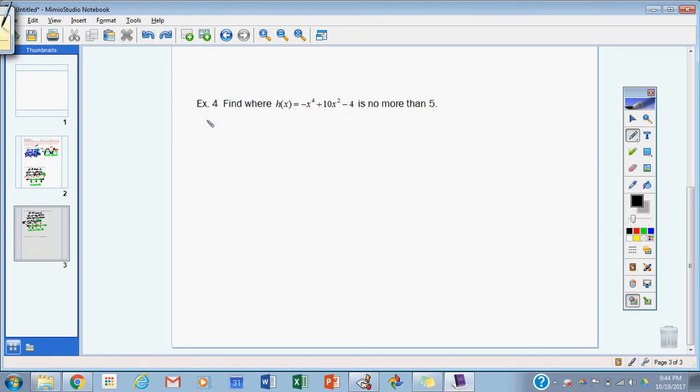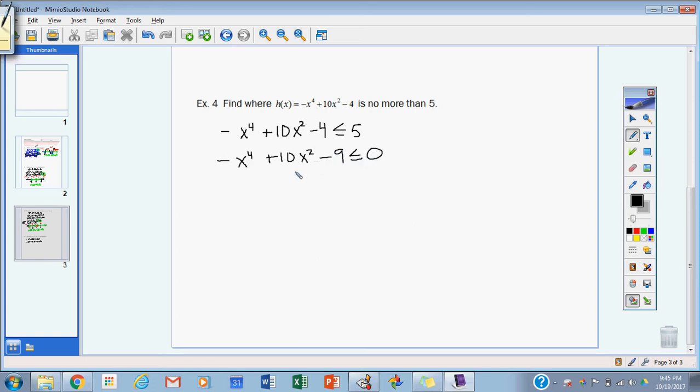So negative x to the 4th plus 10x squared minus 4 is no more than 5. So no more than is less than, so less than or equal to 5, because it can be 5. So I've got negative x to the 4th plus 10x squared minus 9 less than or equal to 0.